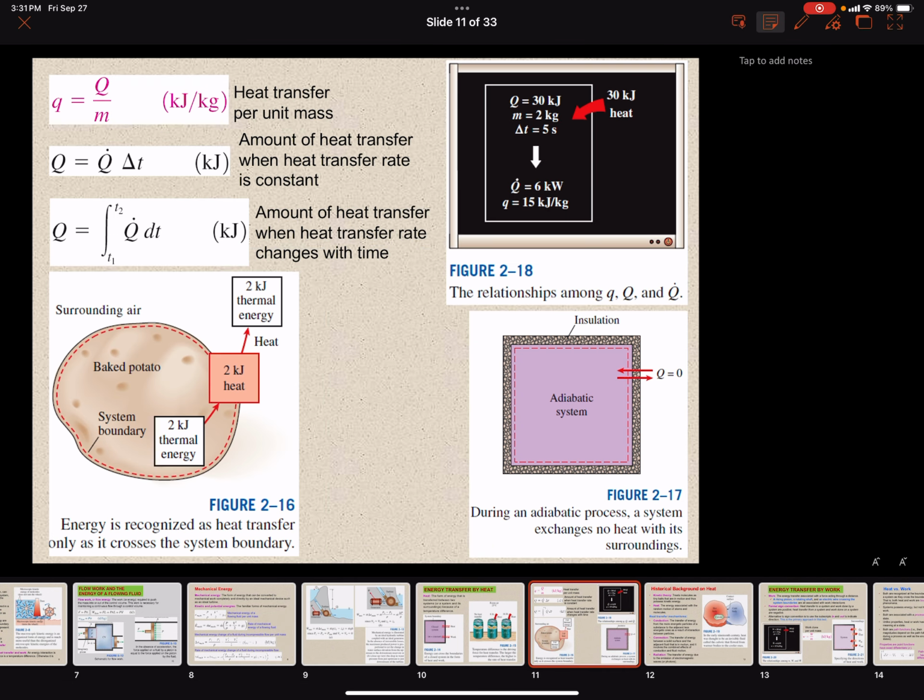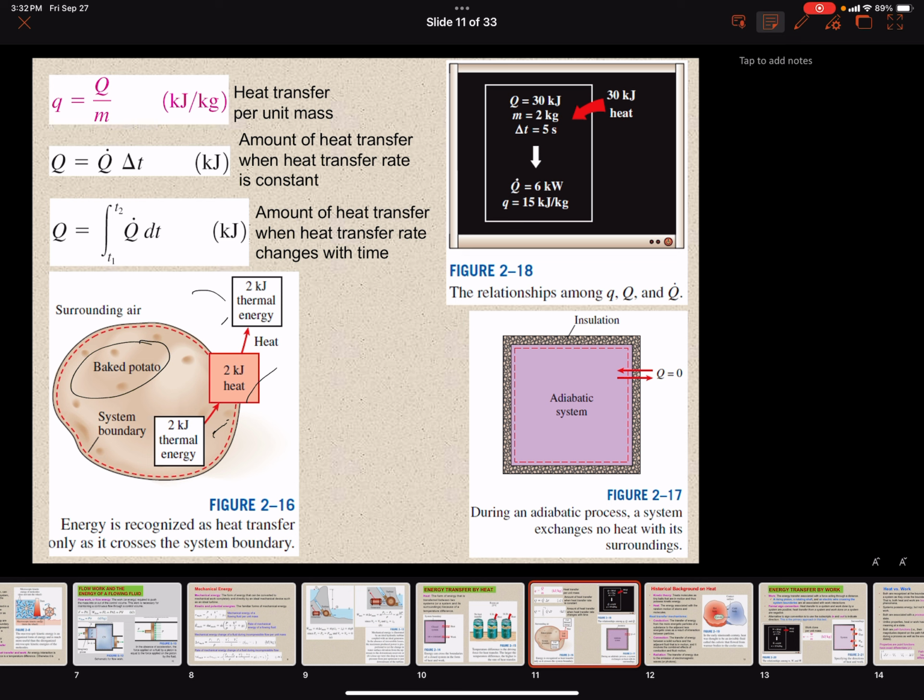This slide shows the idea of how heat transfer happens. They give an example of a baked potato. Of course it's hot inside, but this is considered energy. When it transfers from the inside to the surroundings, it passes through the boundary. So energy is recognized as heat transfer only as it crosses the system boundary.